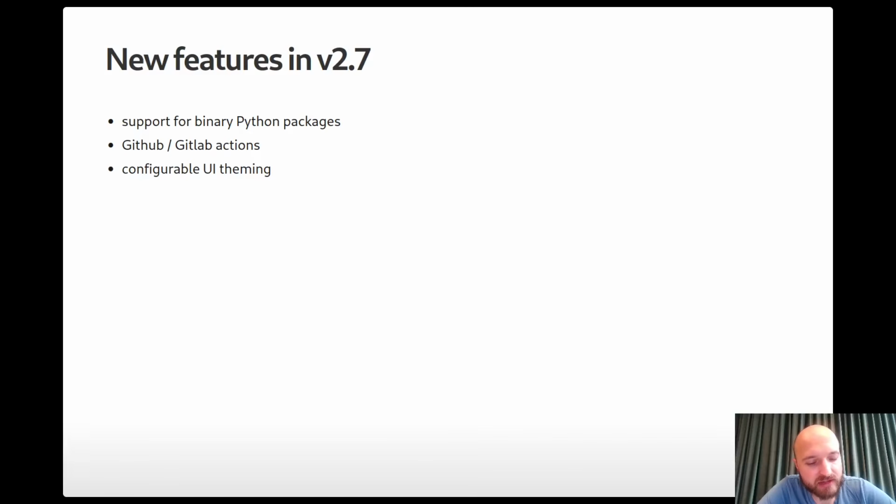Finally, I'll also talk a bit about new features in version 2.7. So in that version, we will support binary Python packages. Also, we'll have examples for GitHub and GitLab actions for publishing packages into RDepot. And we'll also allow the UI to be themed using configuration parameters.